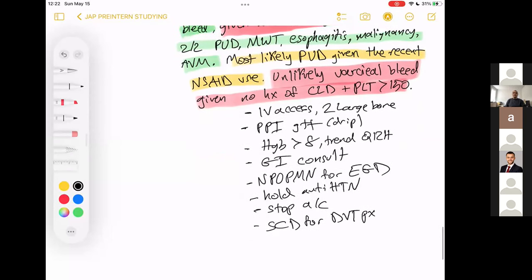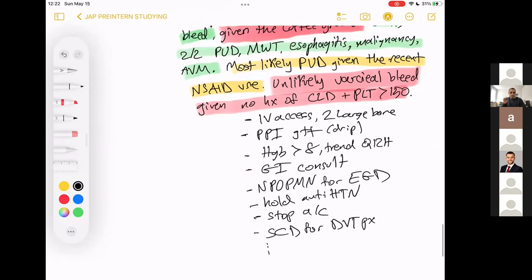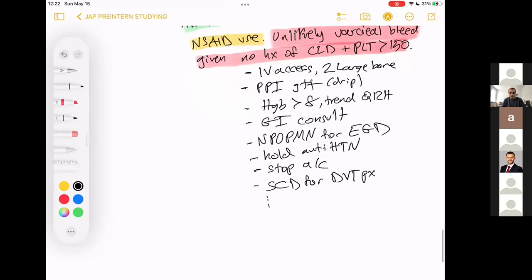So for this patient, you can't put them on heparin because they're bleeding. Obviously there might be more, but you can write them like this, what you're doing for the patient, or what your plan is for the patient. Once you've done this, you're going to move on to problem number two.